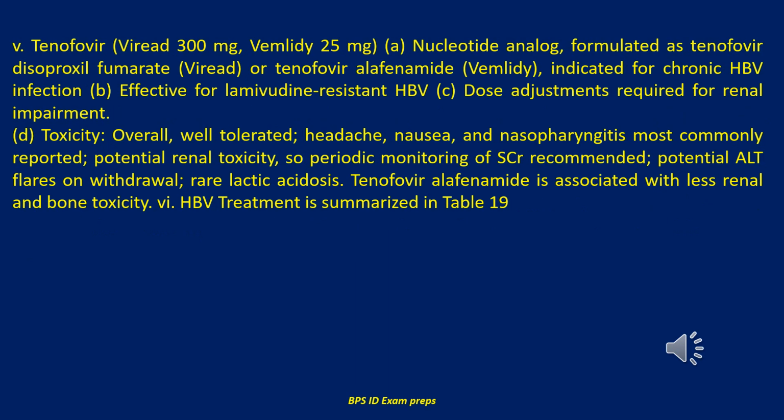5. We will now discuss tenofovir, marketed as Viread 300 mg, or Vemlidy 25 mg. A. It is a nucleotide analog, formulated as tenofovir disoproxil fumarate, marketed as Viread, or tenofovir alafenamide, marketed as Vemlidy, indicated for chronic HBV infection. B. It is effective for lamivudine-resistant HBV. C. Dose adjustments for tenofovir are required for renal impairment.